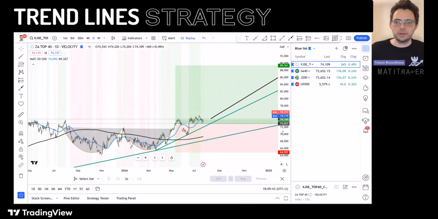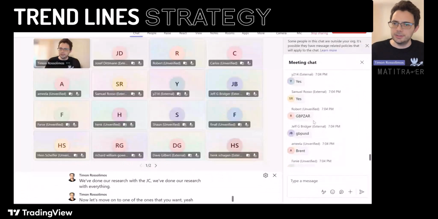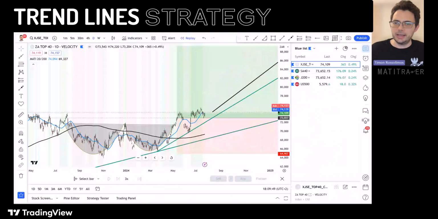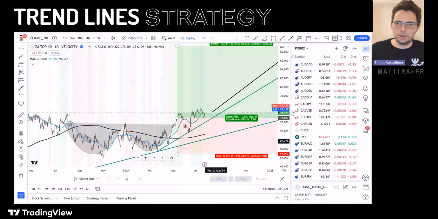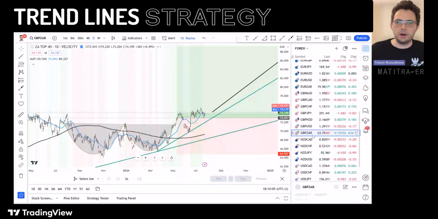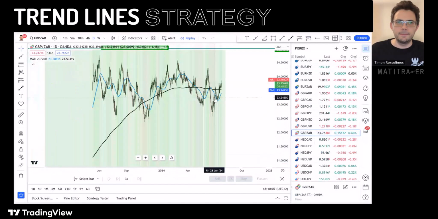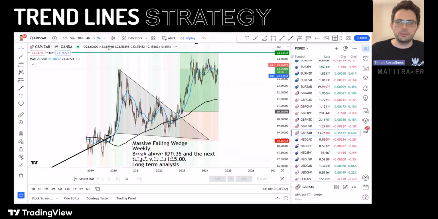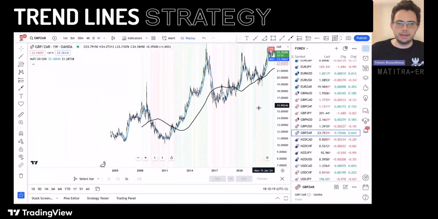So now you're feeling pretty safe that the market has a high inclination of going up in the future. We've done our research with the JSE, GBP ZAR. All right, so we want to see how the pound is doing against the South African rand. We go Forex, GBP ZAR. And what do we do first? We go to the weekly charts, and we're going to go to our dinosaur.